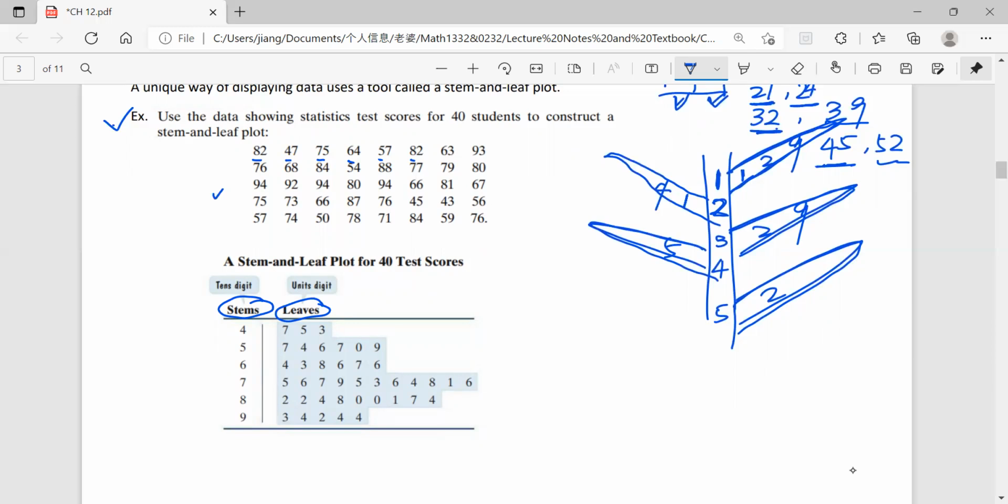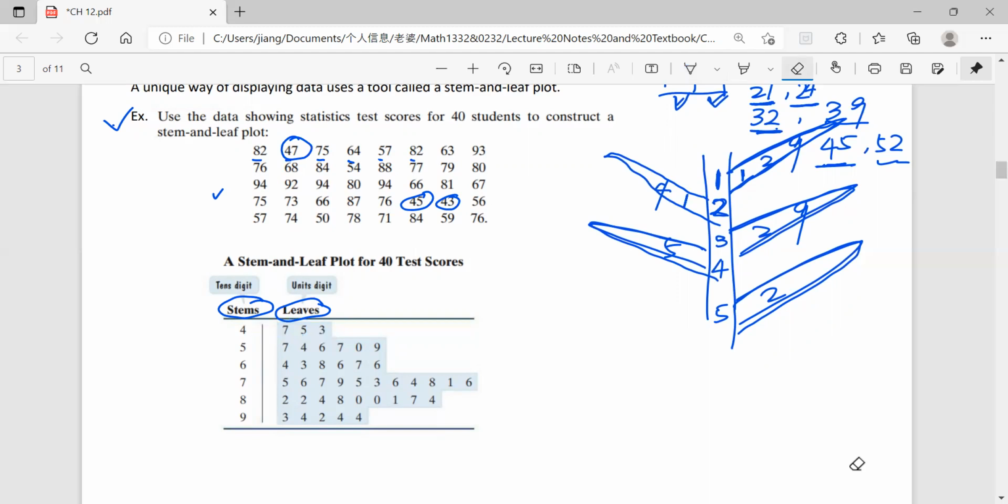And so for the 10th digit 4, the first one I find is 47. Second one, let me see, 45, 43. So I can put the unit digits here: 7, 5, 3. That represents 47, 45, 43.